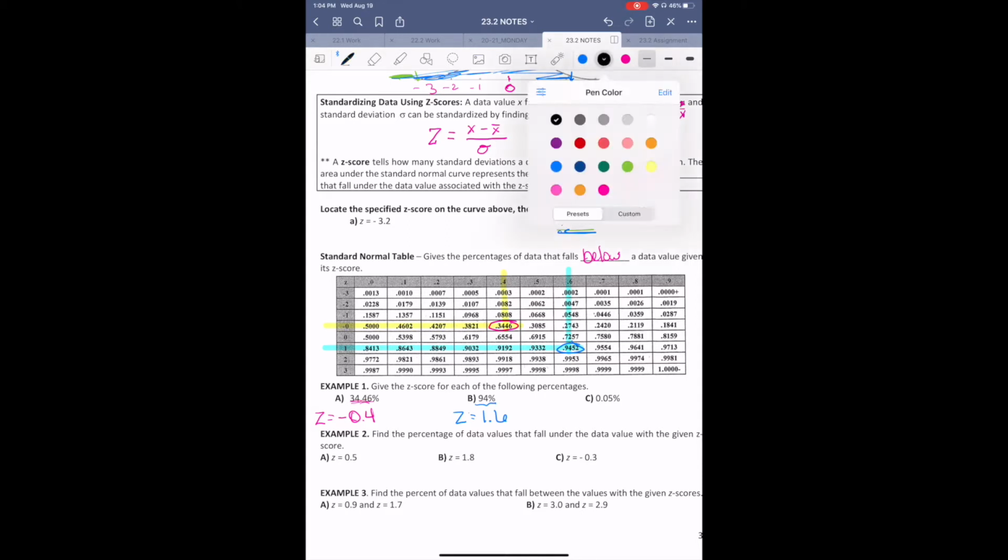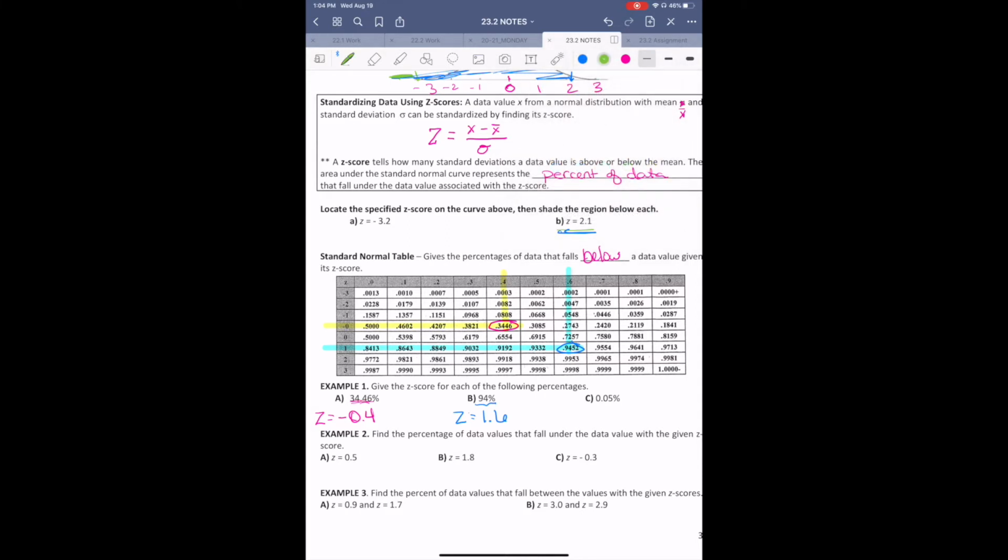And finally, looking for 0.005%. Where is 0.005%?